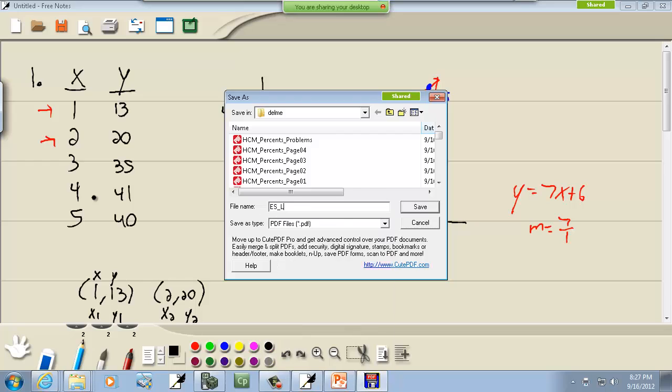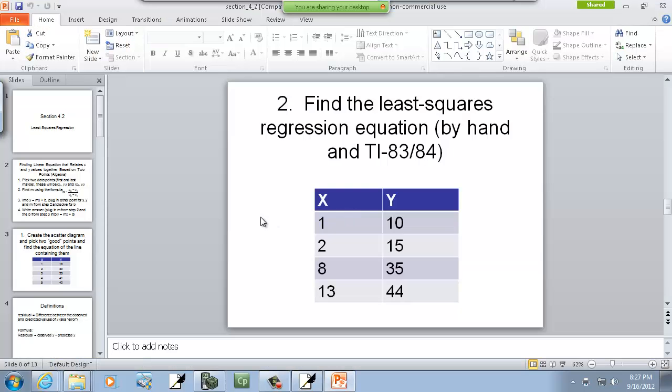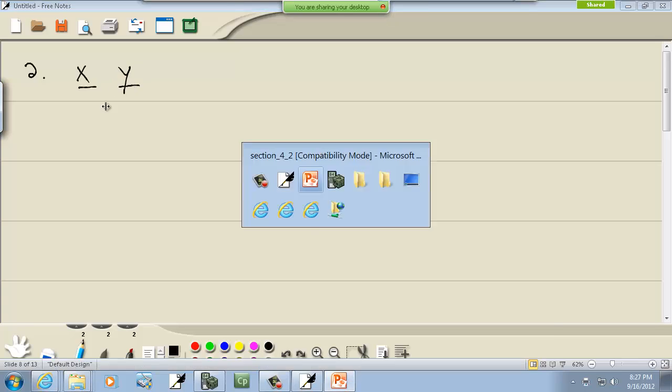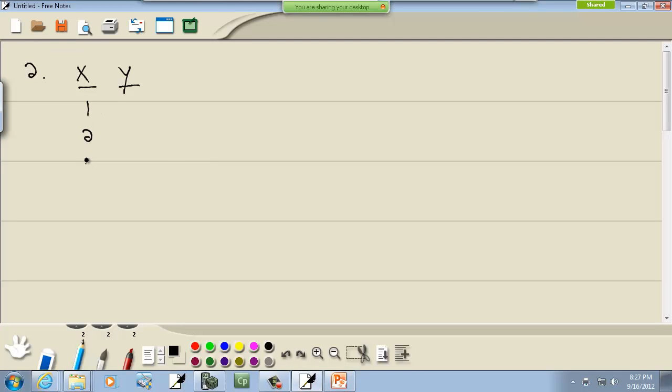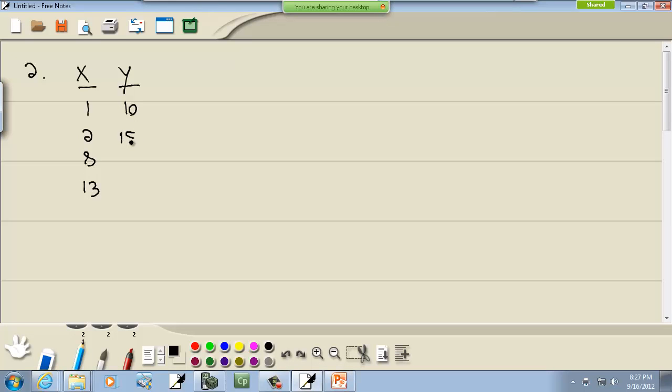Least squares regression page 01.pdf. There we go. And this problem is number 2. The x values are 1, 2, 8, 13, and the y values are 10, 15, 35, and 44.